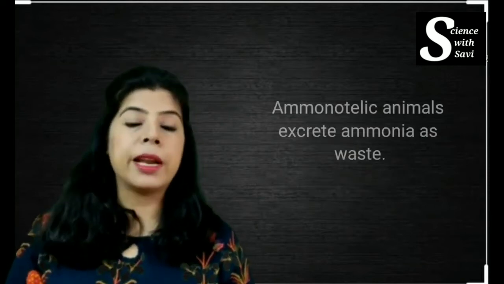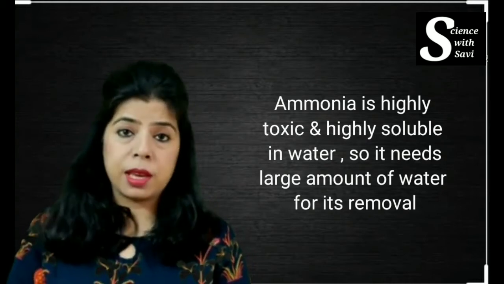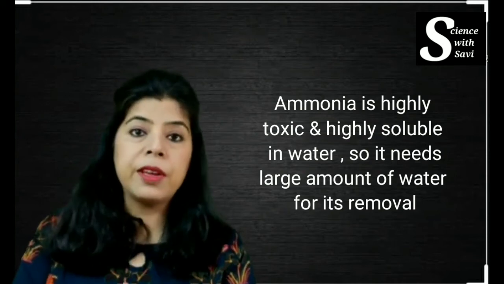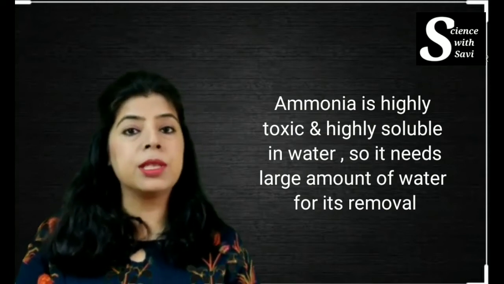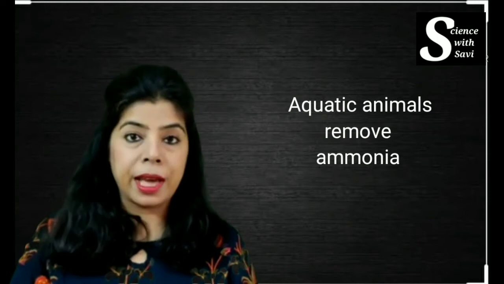Ammonotelic animals are those animals which release ammonia as a major nitrogenous waste product formed in the body. Now this ammonia is highly toxic, very, very poisonous for the body, so it cannot stay in the body. And this ammonia requires a large amount of water because it is highly soluble in water. So a large amount of water is needed to remove the ammonia from the body. This ammonia is removed as a major waste product only in those animals which have abundant water in them, that is, the aquatic animals.